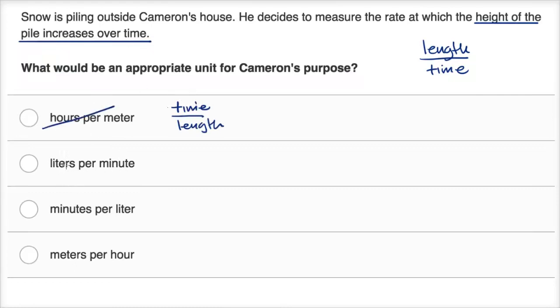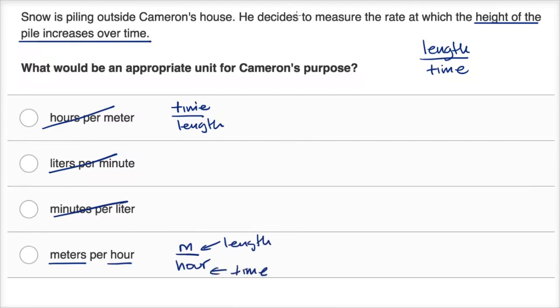Liters per minute. This is a volume per unit time, not a length per unit time. Rule that one out. Minutes per liter. Well, this is a time per volume. Well, we don't want to do a time per volume. We want a length per time. Meters, that's a length, per time, hour. That one works. Meters per hour. This is a length, and that is a time.